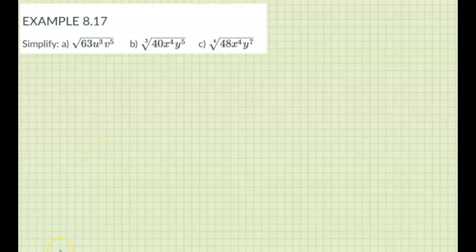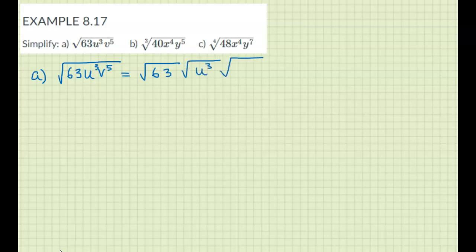All right, let's look at these examples. So we're just adding on more variables. So part A, we have the square root of 63 u cubed v to the 5. Let's separate: square root of 63, square root of u cubed, square root of v to the 5.